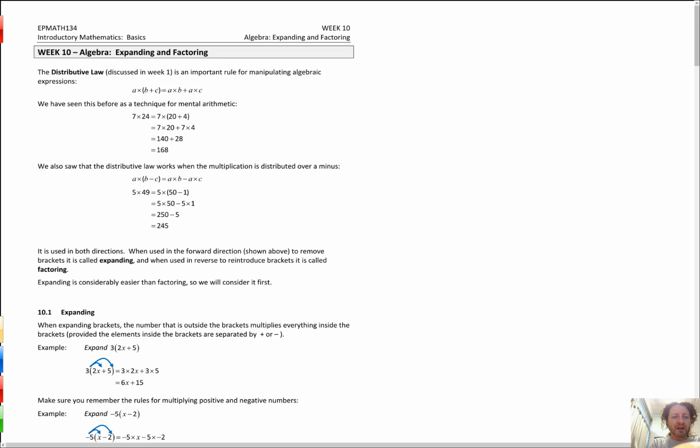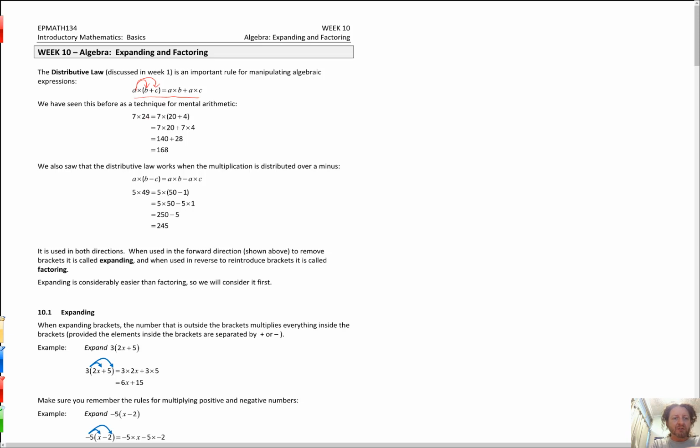Now, the distributive law, which we discussed in week 1, was this law that said A times B plus C in brackets. We could distribute that A. If A is multiplying by all of B plus C, we do an A times a B, plus we do an A times a C. So that was the distributive law we used, and we used it for things like mental arithmetic.